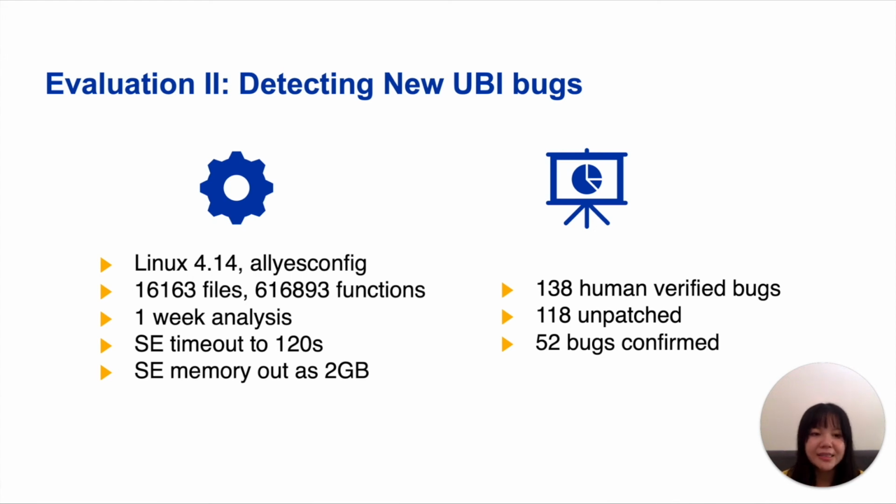To prioritize the warnings, we set the time limit and memory limit to symbolic execution, because we think if symbolic execution could find the bug quickly, then it will be easier for humans to inspect the bug. We manually inspect the bugs that UBITect reports and identified 138 bugs, in which 118 are not patched. We submit the patches or email the Linux maintainers and got 52 confirmed. For more details, please refer to our paper.